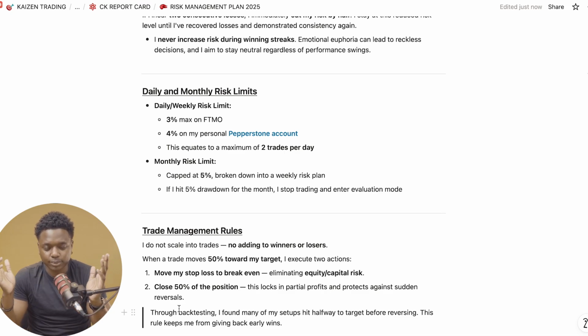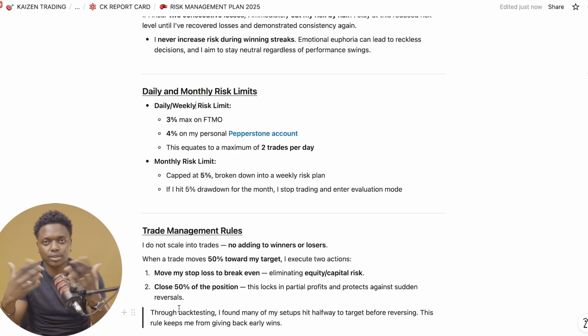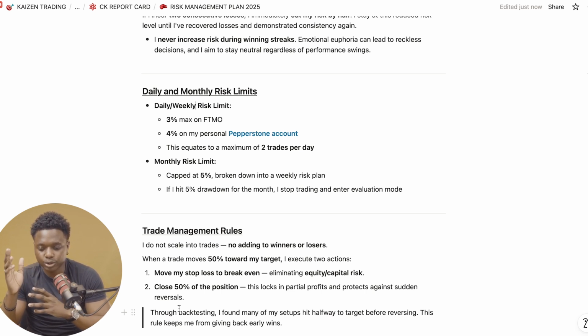We've seen this many a time. I've had this many a time. My backtest has shown me this many times. The market can easily run towards your target, just to be quickly overturned by certain news or events, or just the market volatility itself, and quickly go back to your stop loss. Now for me, when the market moves 50%, the plan is to lock in partial profits that protect me against sudden reversals.